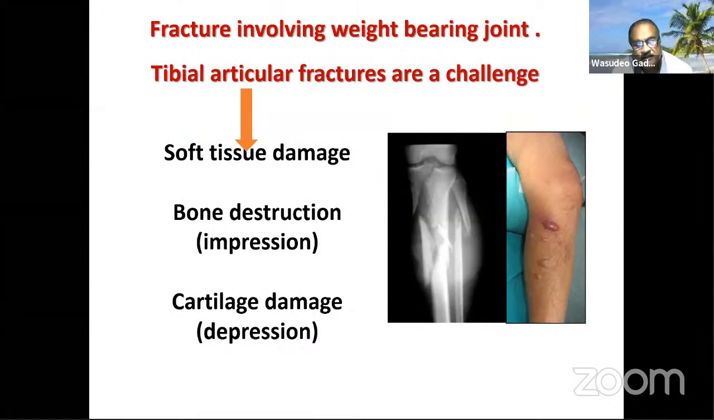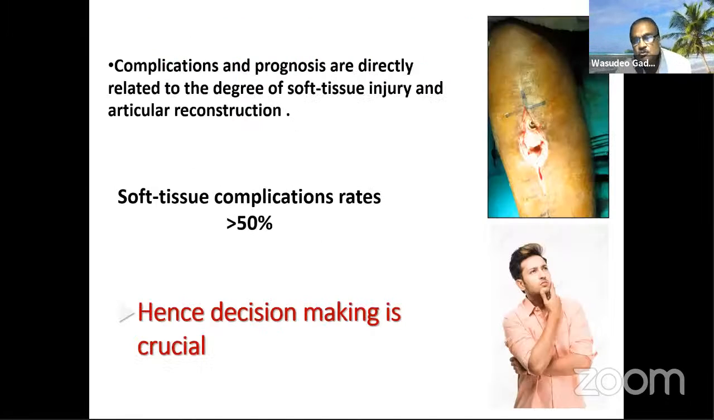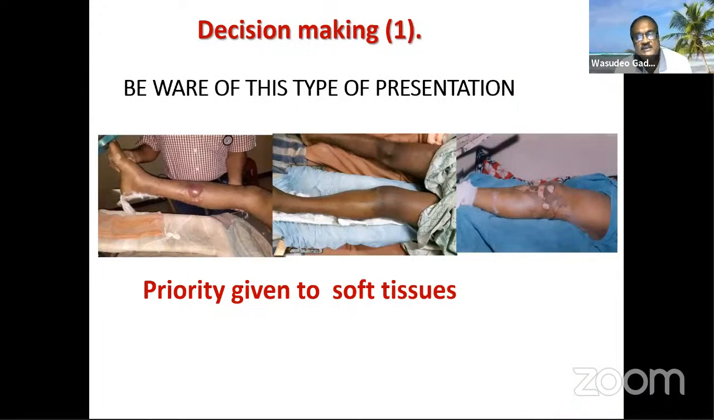You know, all this soft tissue is the most important thing, along with bone destruction and cartilage damage. The soft tissue complication rate is more than 50%. Hence, decision making is very, very crucial, because complications and prognosis are directly related to the degree of soft tissue injury and articular reconstruction. Decision making number one: priority should be given to the soft tissue.